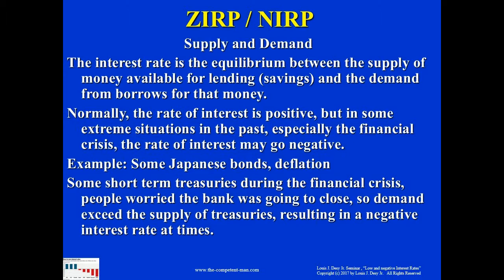Normally, the rate of interest is positive, but in some extreme situations in the past, especially the financial crisis, the rate of interest may go negative. Examples are some Japanese bonds are bought with negative rates of interest because of deflation. Some short-term treasuries during the financial crisis had negative interest rates because people worried the bank was going to close, so demand exceeded the supply of treasuries, because treasuries were guaranteed by the U.S. government, resulting in a negative interest rate at times.